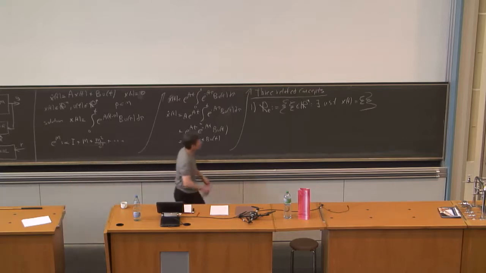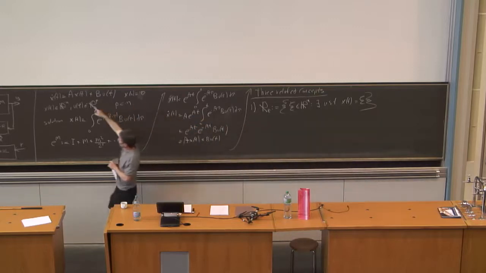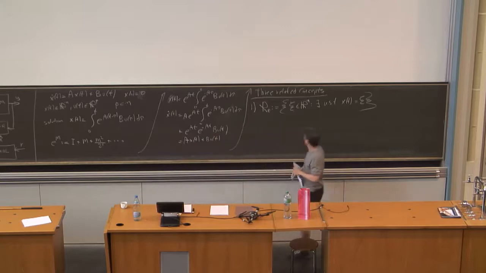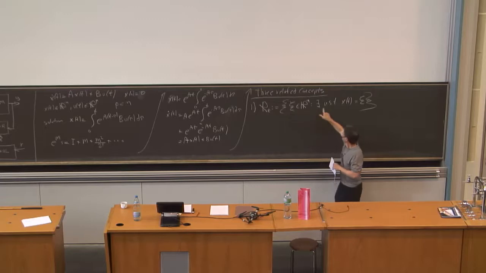It's the set of all x's for which, for any xi, you can find a u that drives me to that state. Give me a xi. Is there a u that gets me there? Yes. That's for a different xi. There's a different u. Okay. All right.